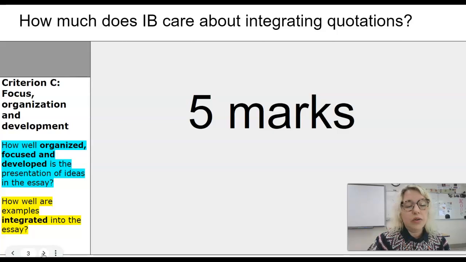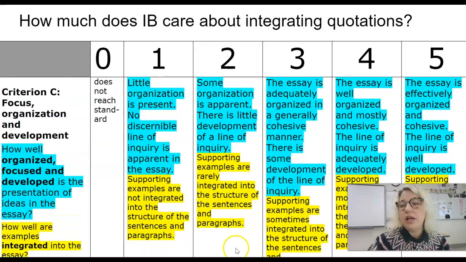Let's take a look at what you need in order to get a 5 as far as organization and development. The essay is effectively organized and cohesive. The line of inquiry is well developed. All right. So when we're thinking about Criterion C, we have to think about staying focused on that line of inquiry and digging deep, really thinking it through and not just slapping some words on the page, okay?